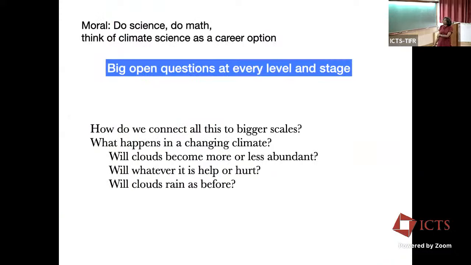In the experiment. So the conclusion is there's a moral: do science, do math, not compulsory, but try to do that. And think of climate science as a career option because there are big open questions at every level and stage. I just wrote down a few questions for cloud. We didn't even talk about climate change or what's going to happen. We just talked about how raindrops grow bigger. That's all. Thanks for your attention.